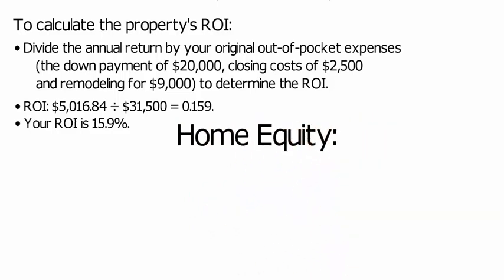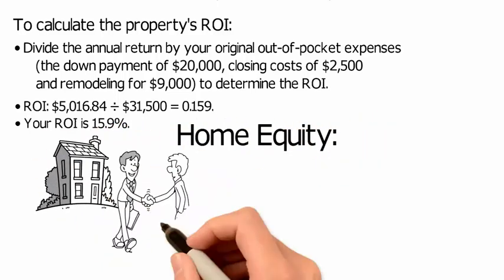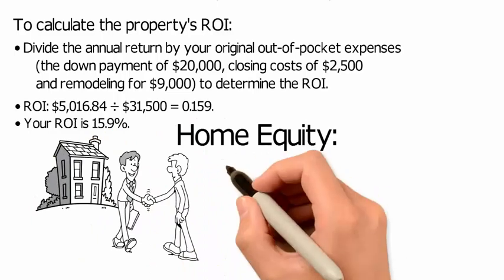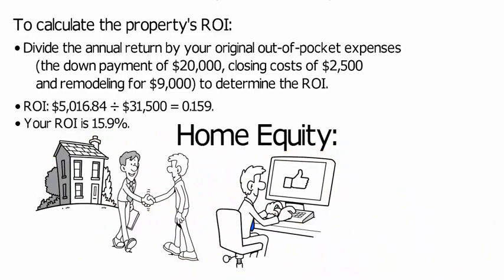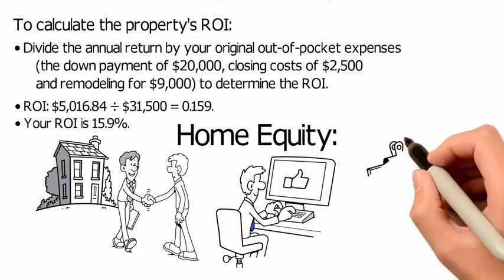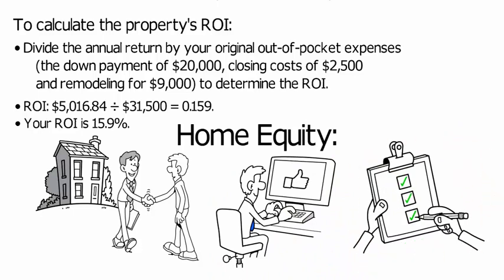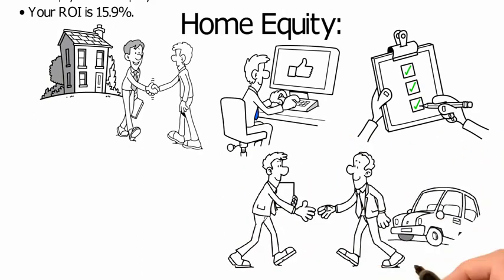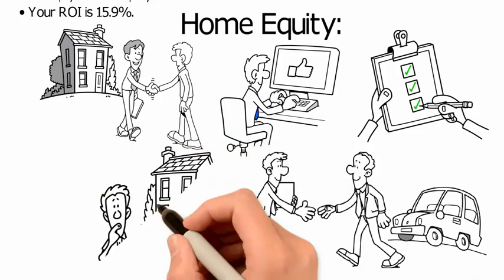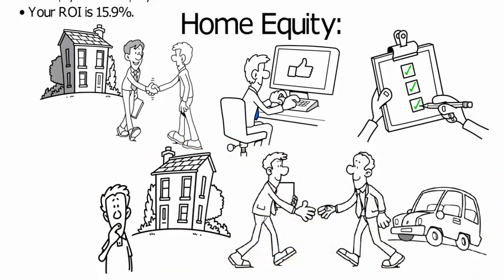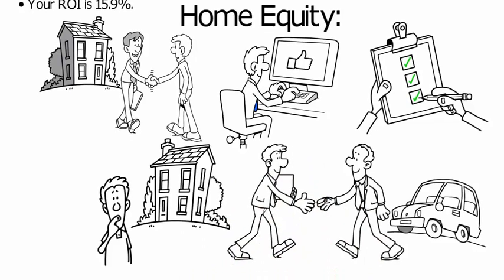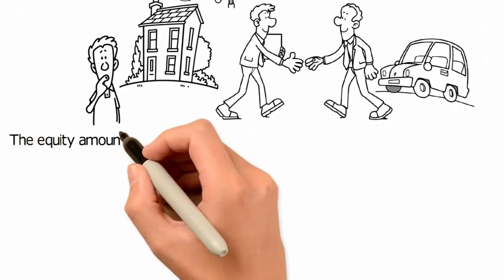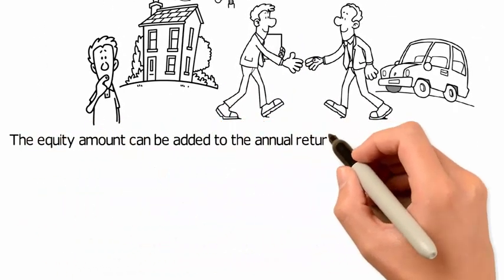Home equity. Some investors add the home's equity into the equation. Equity is the market value of the property minus the total loan amount outstanding. Please keep in mind that home equity is not cash in hand. You would have to sell the property to access it. To calculate the amount of equity in your home, review your mortgage amortization schedule to find out how much of your mortgage payments went toward paying down the principal of the loan, which builds up the equity. The equity amount can be added to the annual return.